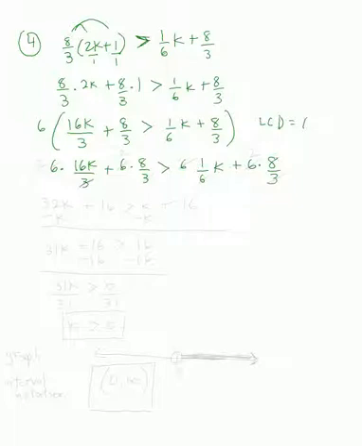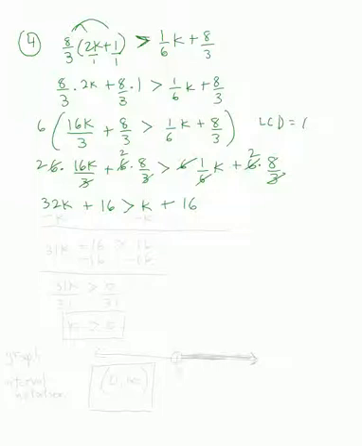Cancel in each one. Here the 3 and the 6 reduce. I have 2 left. And 2 times 16k is 32k. Plus, here the 3 and the 6 reduce. 2 times 8 is 16. Is greater than. Here the 6's cancel. I get a k. Here the 3 and the 6 reduce. I get 2 times 8 is 16. So I get this.